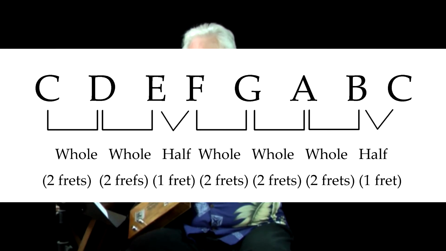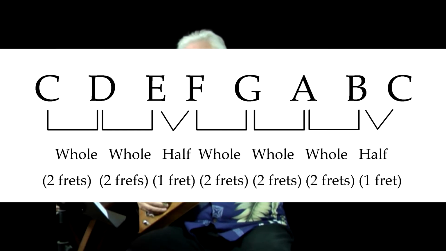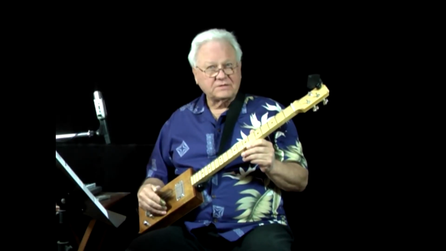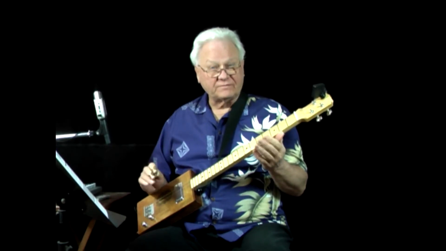G to A is a whole step. A to B is a whole step. And then B to C is a half step. That C major scale falls naturally in the pattern. We don't have to tweak any of the notes, like adding a sharp or a flat.